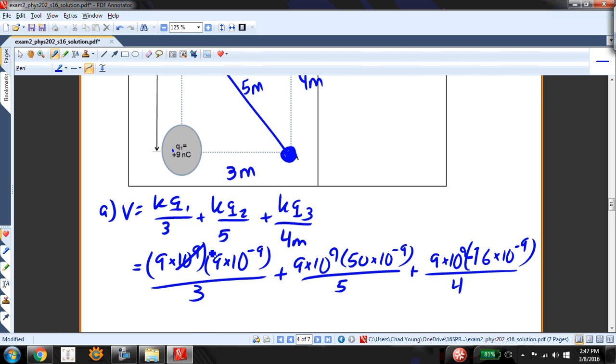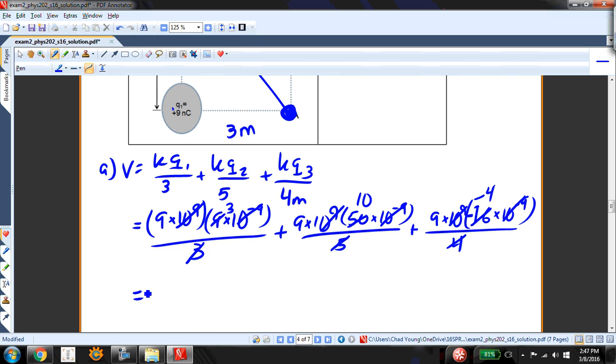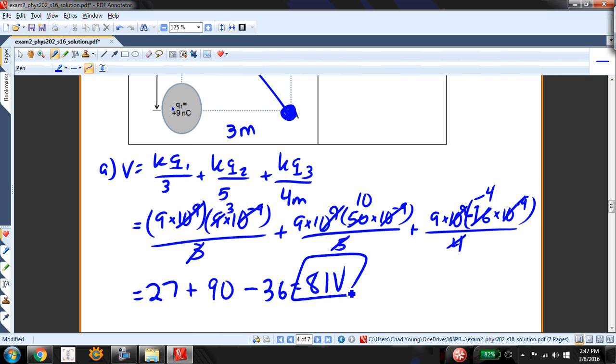And then we get some things that cancel out. These all cancel out. And then this cancels here and leaves me 3. This cancels here and leaves me 10. This cancels here and leaves me negative 4. So I get, what's this, 9 plus 90 minus, excuse me, not 9. This should be 27. 27 plus 90 minus 36, and that's equal to 81 volts. So that's the answer for part A.